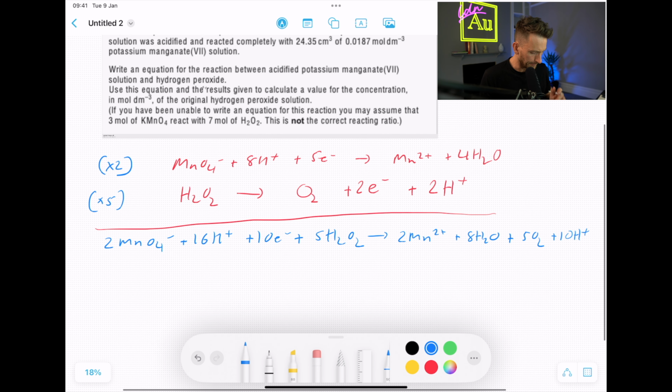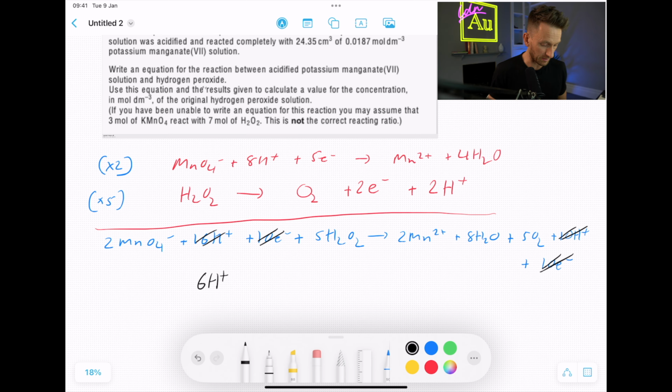So you can see that I have 16H⁺ on the left and 10 on the right, so I can cancel that to leave me with 6H⁺. I have 10 electrons there, and I just realized I need to put the 10 electrons in on this side because of that being times by 5. Doing that causes these electrons to cancel. Then the next thing to do is to look if I've got anything left that can be cancelled, and if you look on the left-hand side, there's nothing that is the same as anything on the right-hand side. So now I just need to add everything together and then check to see that it's correct.